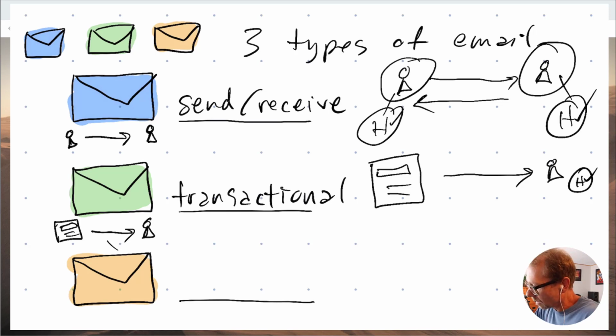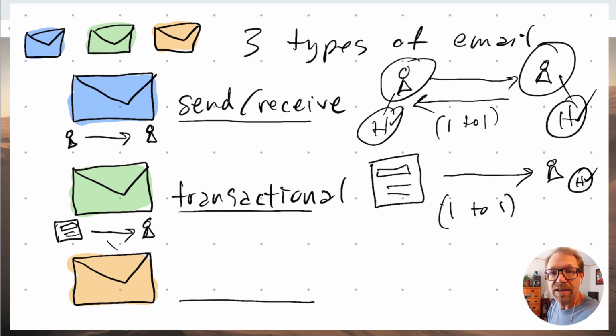And so while send and receive email is one-to-one, transactional email is also one-to-one. That's one-to-one email. Now, if that transactional email system sends an outgoing email from a website, and it's able to use a from address that has a send and receive email account attached to it, then that person might be able to reply.